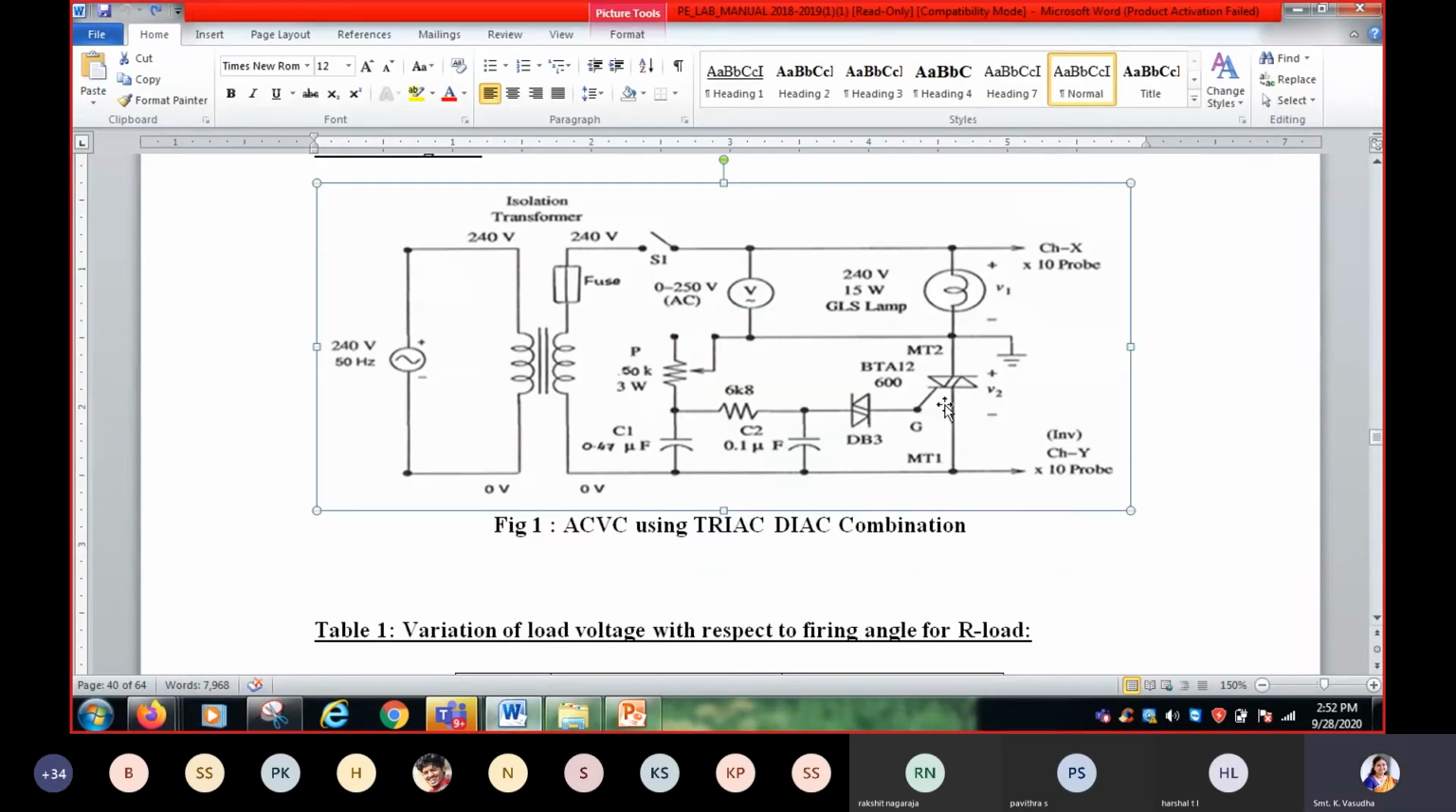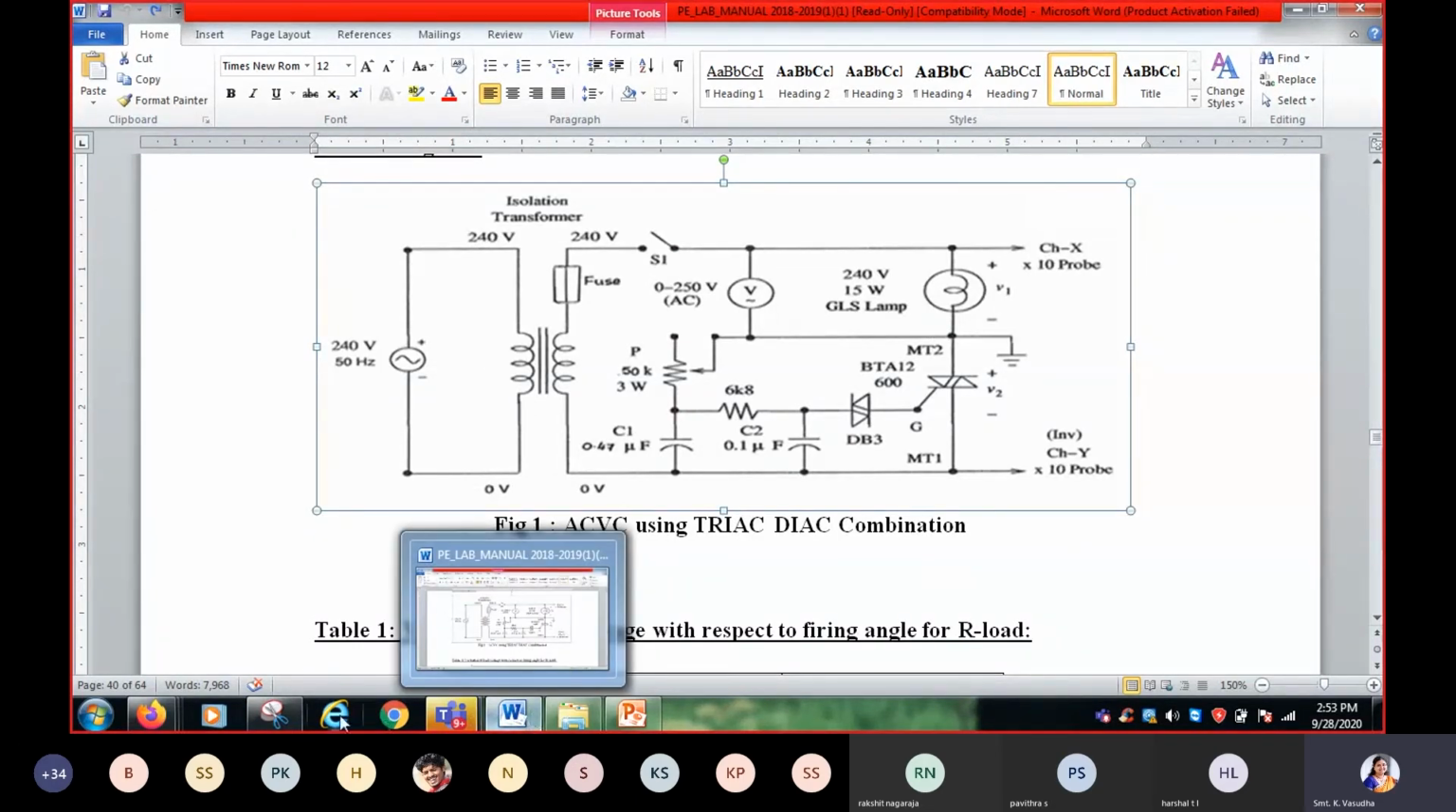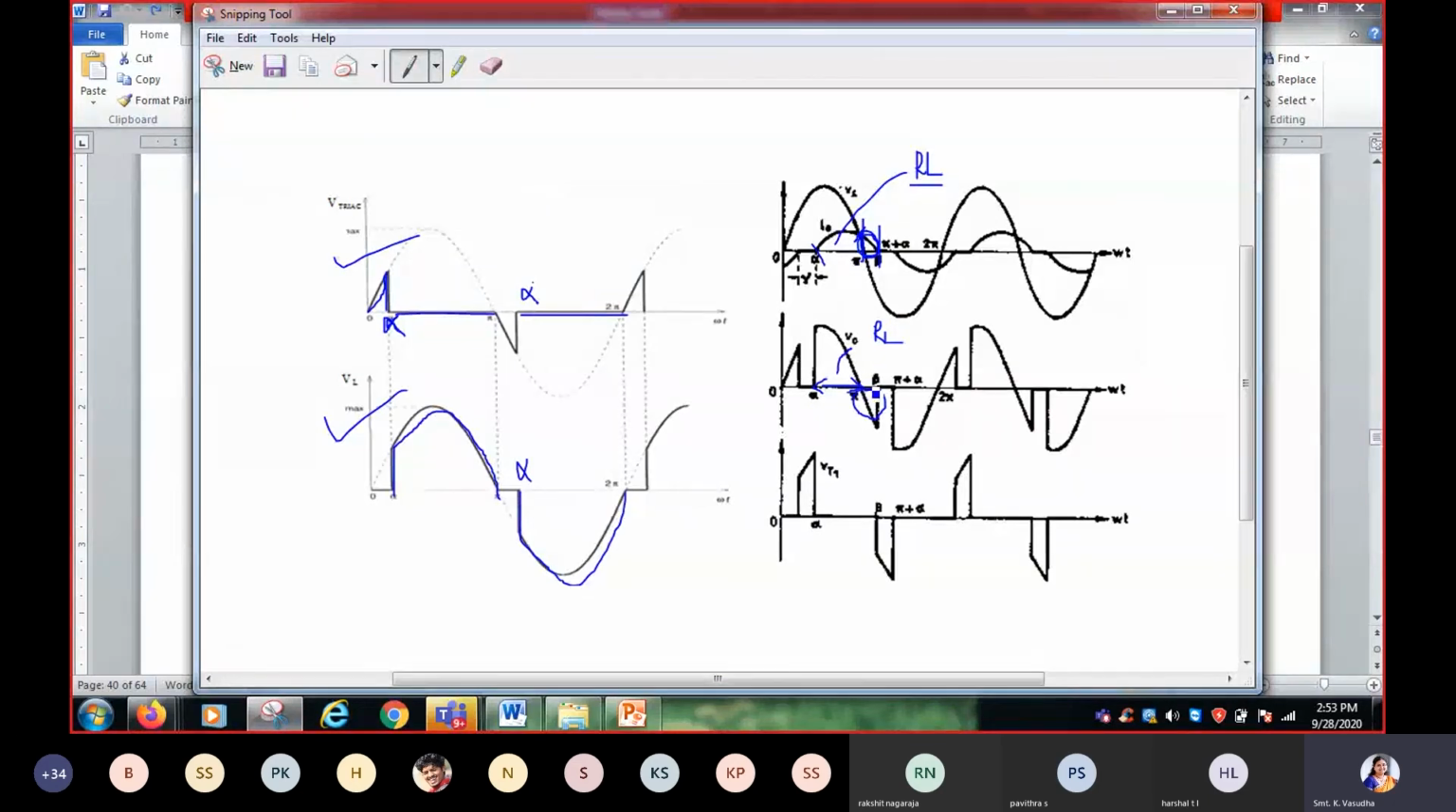The triac will remain in the on state and it will be connected to the source. Due to inductance discharge, the current through the triac will be greater than the holding current. So the supply voltage will be appearing across the load. That's why the waveform across the load is like this. We'll be having a negative spike.